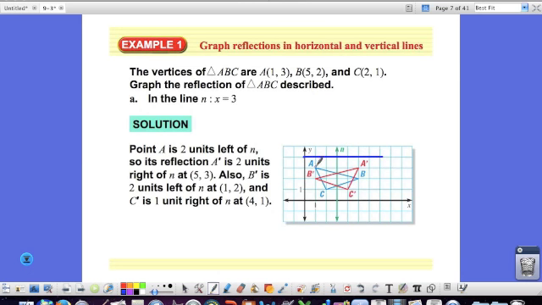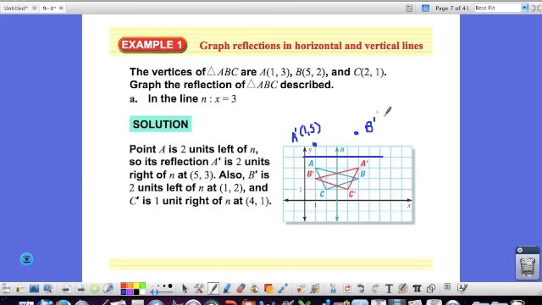So our A prime, rather than being 1 unit below, would be 1 unit up. So our A prime would now be at 1, 1, 2, 3, 4, 5. Our B was 2 units below. It'll now be 2 units up. Okay? And that would be 1, 2, 3, 4, 5.